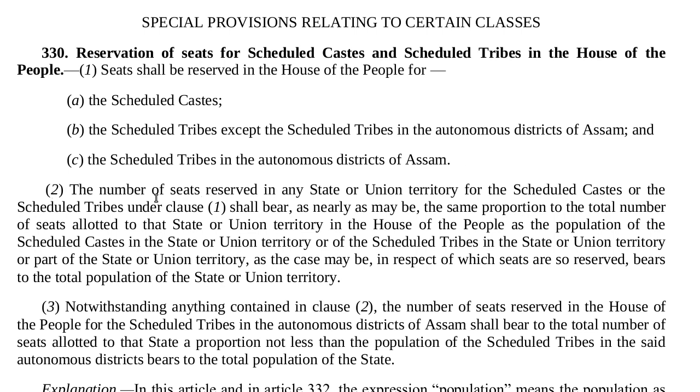2. The number of seats reserved in any state or union territory for the Scheduled Castes or the Scheduled Tribes under clause 1 shall bear, as nearly as may be, the same proportion to the total number of seats allotted to the state or the union territory in the House of the People as the population of the Scheduled Castes in the state or union territory, or of the Scheduled Tribes in the state or union territory or part of the state or the union territory, as the case may be, in respect of which seats are so reserved, bears to the total population of the state or union territory.